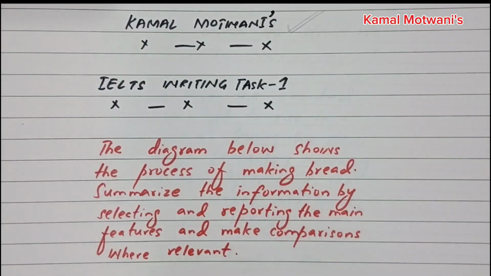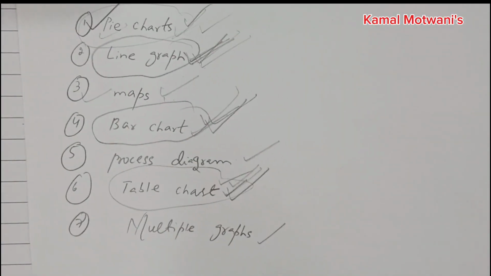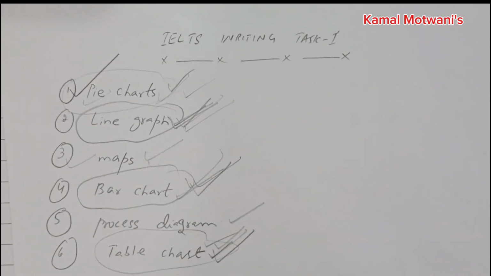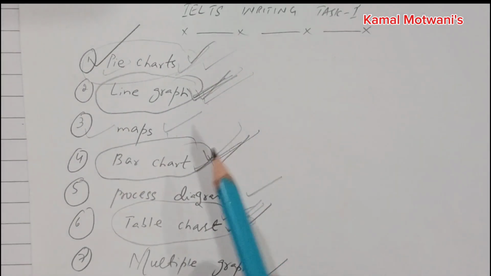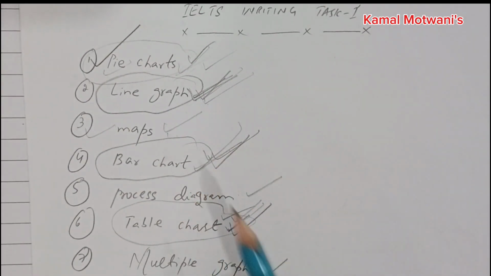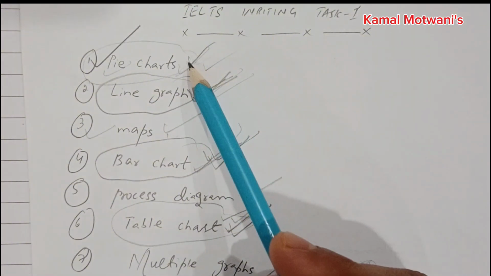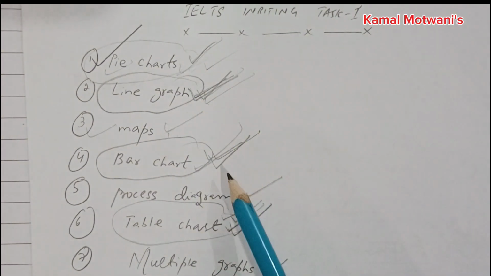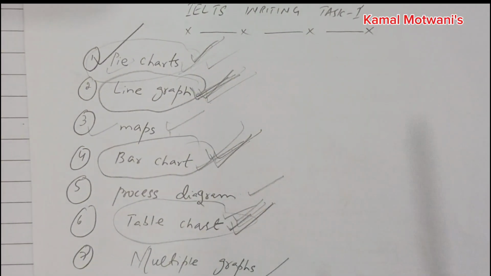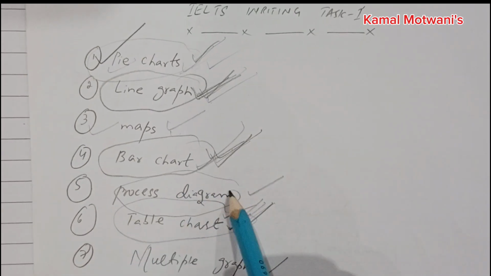Today I'll solve another IELTS writing task 1 for you. As discussed in earlier videos, there are in total 7 types of IELTS writing task 1. I have already solved in earlier videos pie charts, line graphs, bar charts, table charts for you guys. Today I'll solve process diagram for you.